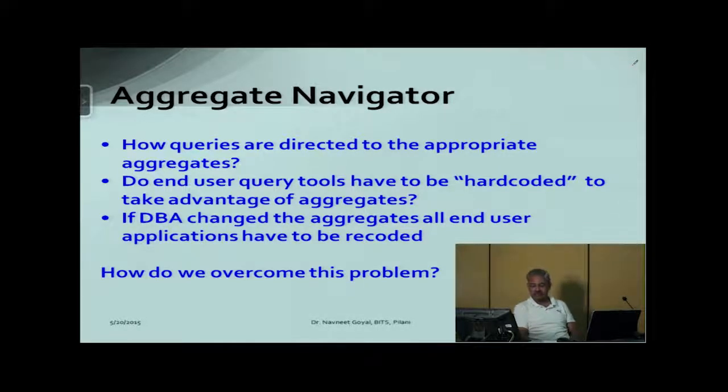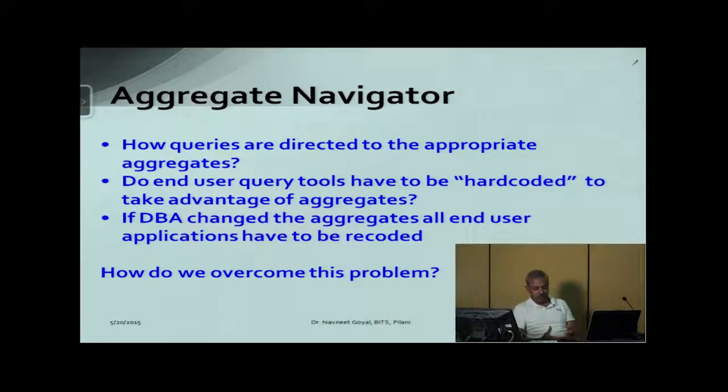But now just imagine a situation where the DBA changed the aggregates. Suppose the aggregate that I'm using in my application or in my query, the DBA decides to drop for any reason. Now when I issue my query, it will not find that aggregate in the database, and it will come up with an error saying object not found. So the portfolio of aggregates that exist in a database at any point of time is dynamic. It keeps on changing with time.